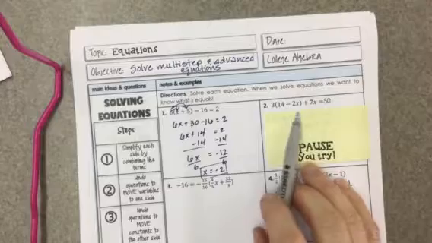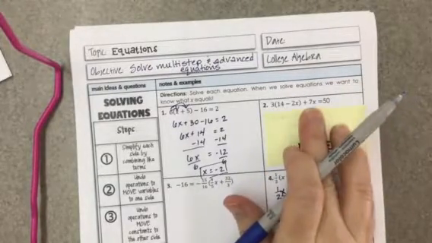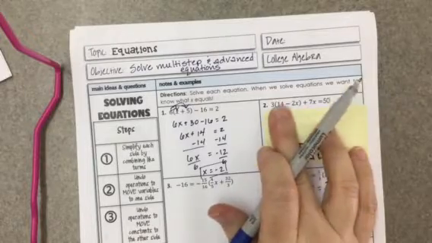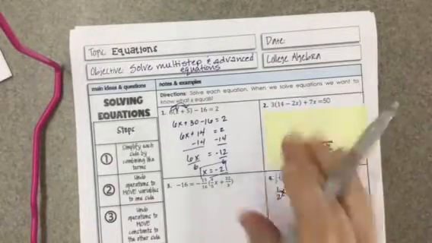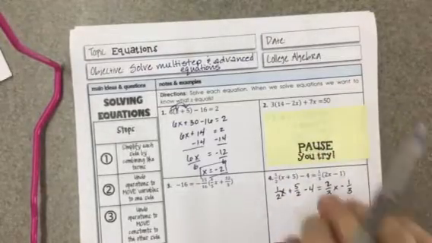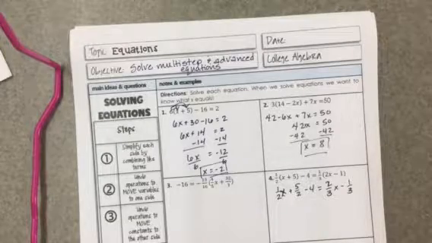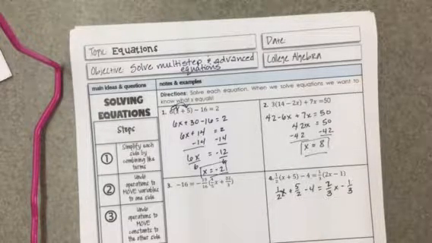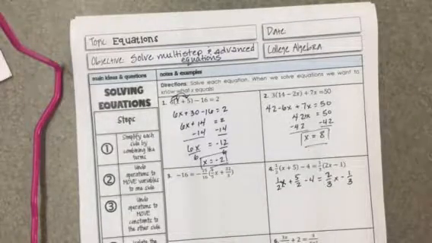All right, for number 2, I want you to pause the video and try this. We're going to do the exact same thing. The only difference is the terms that you need to combine will be variable terms. So take a moment to pause and try that one. Okay, you should have gotten for number 2 that x is equal to 8.